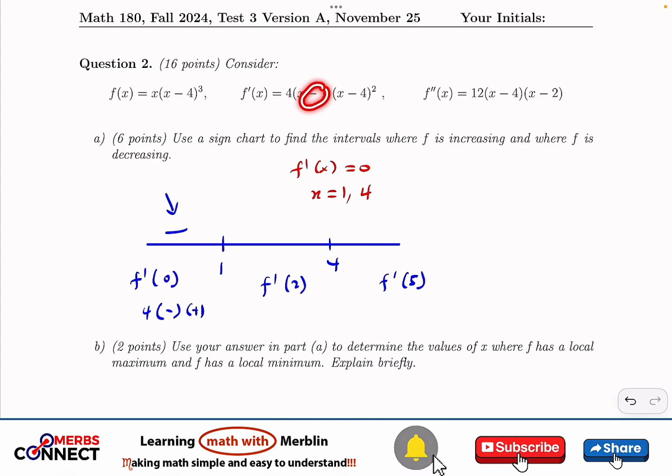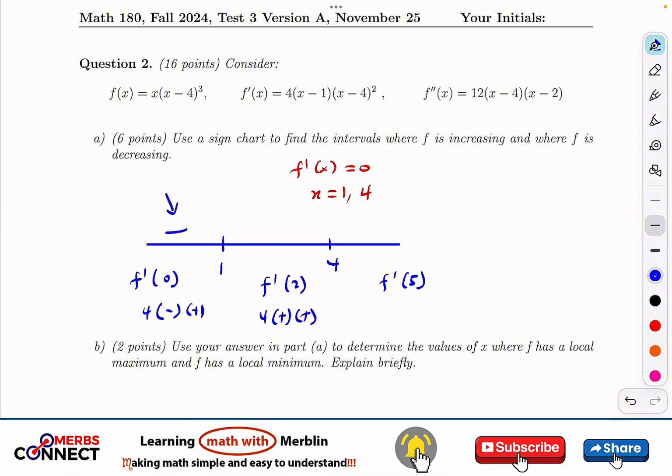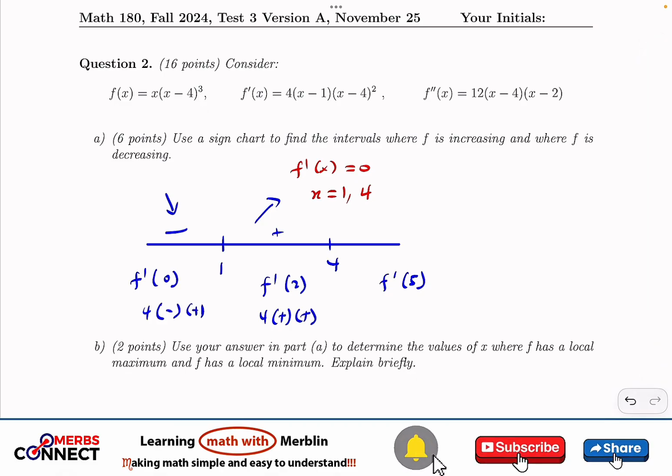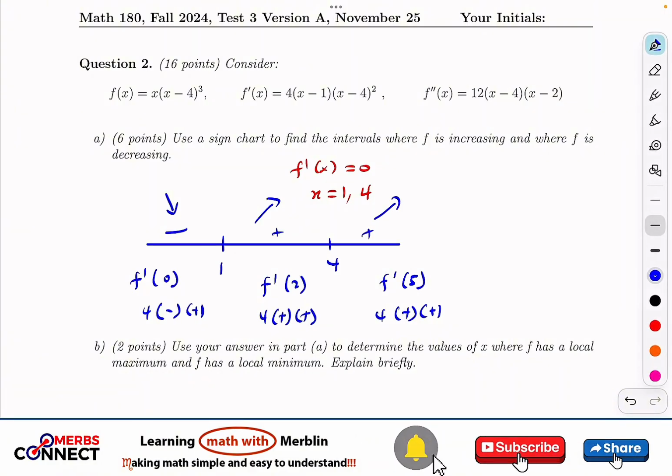Plug in 2. When I plug in 2 here, I'm going to have positive. When I plug in 2 here, it's going to be also positive because of the squared. So this is going to be 4, positive, positive, which is positive. So this will be increasing like this. Now let me plug in 5 here. 5 here will be positive, 5 here too will be positive. So this is going to be positive, positive, which is also positive again. So this is going to be positive and this will be increasing this way.